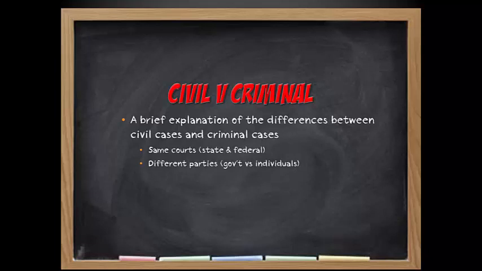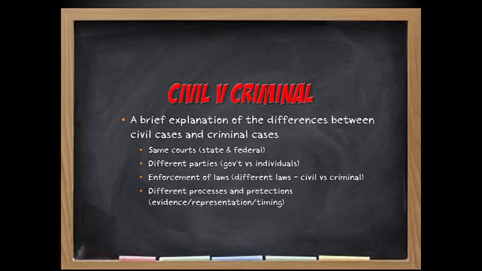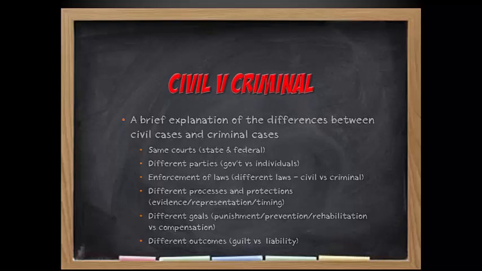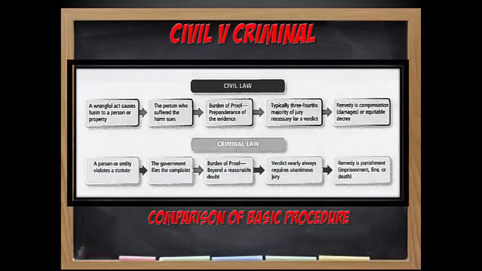The stakeholders or parties are different. Criminal cases are prosecuted by the government, and civil cases are prosecuted by and on behalf of individuals. Enforcement of law is another different aspect because criminal and civil laws are two different kinds of laws. There are differences between the processes and procedures and protections in civil and criminal cases. The goals of the systems are different and the outcomes are different. Civil cases end up with someone potentially being held liable. Criminal cases end up with someone potentially being held guilty. The procedures are different.